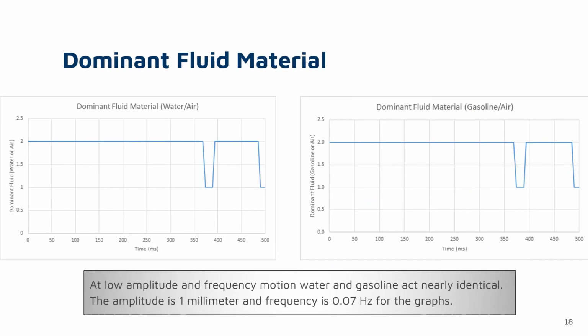One way we analyzed our system was to plot dominant fluid material at the element over the duration of the simulation. These two graphs are for water and gasoline with a motion of 1 millimeter in amplitude and 0.07 hertz in frequency. Dominant fluid material basically describes which fluid, whether it be water, gasoline, or air, is the dominant one at a specific time. Since our system had two main fluids, the values for the graph can either be 1 or 2. A value of 1 describes air, and a value of 2 describes water or gasoline.